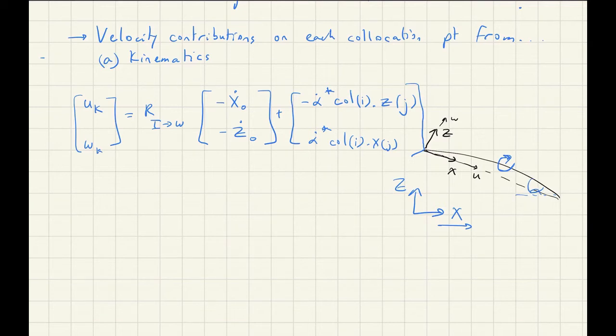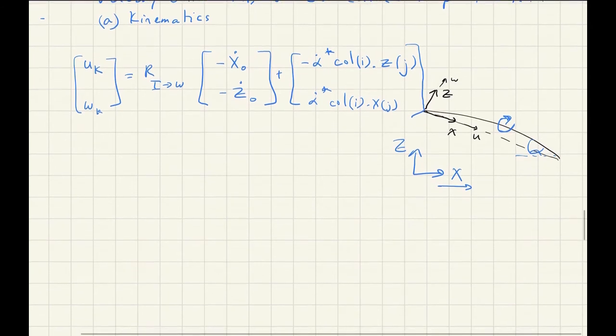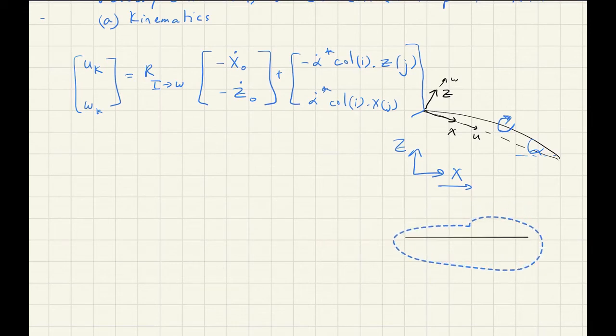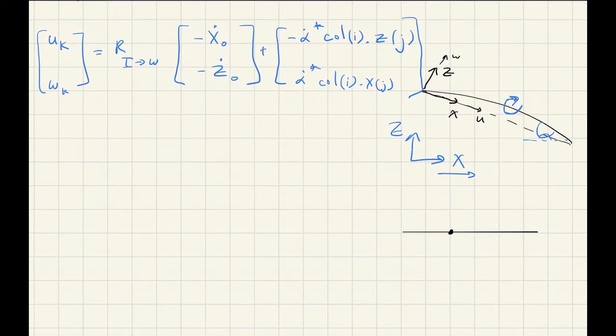In this case, let me redraw this again to give you an illustration. Assume that you have a wing at 0 angle of attack, and let's say the pitching point is some distance from the leading edge.